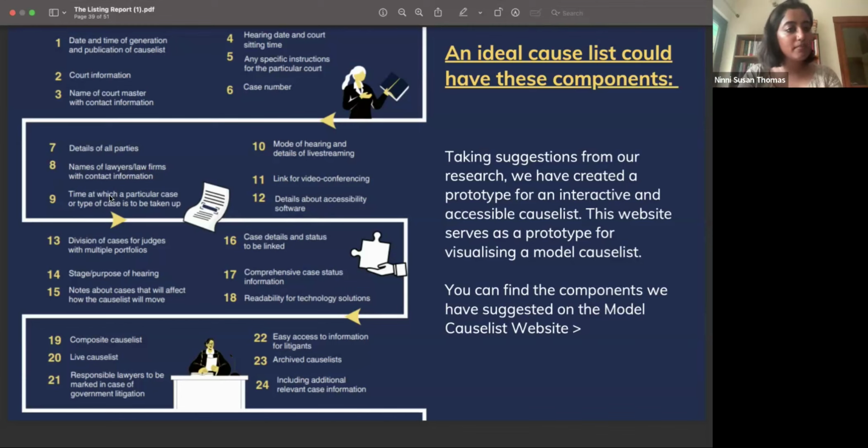And I'll just go through some bigger suggestions in this. If you look at number 9, there is a time at which a particular case or type of case is to be taken up, which is a way to increase predictability of court hearings. Like I said, it might be very difficult for courts to say, okay, this is the exact time at which I will hear a case.